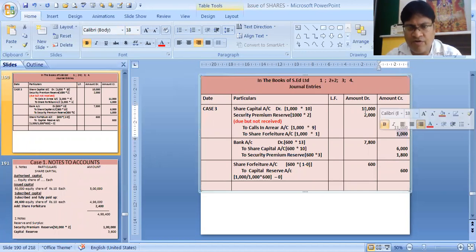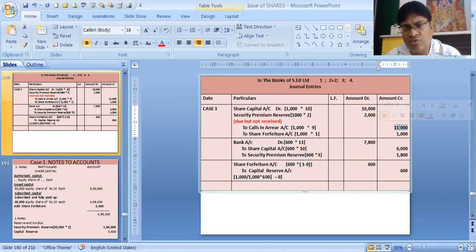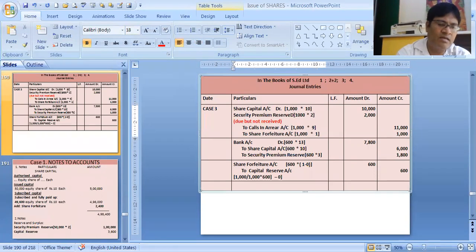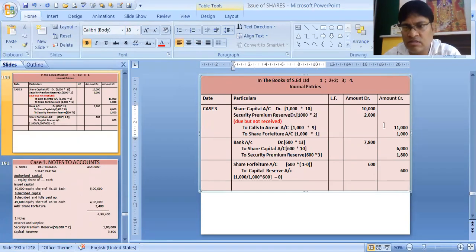But we have written over here, instead of 9000, 11,000. Why? Because at the time of share allotment, there was securities premium reserve which was due and he has not paid. So what he has not paid due is now being cancelled. So securities premium reserve due is being cancelled, debited. That's why our calls in arrear is also increasing by the same amount of 2000. So it is becoming 9 plus 2, 11,000.